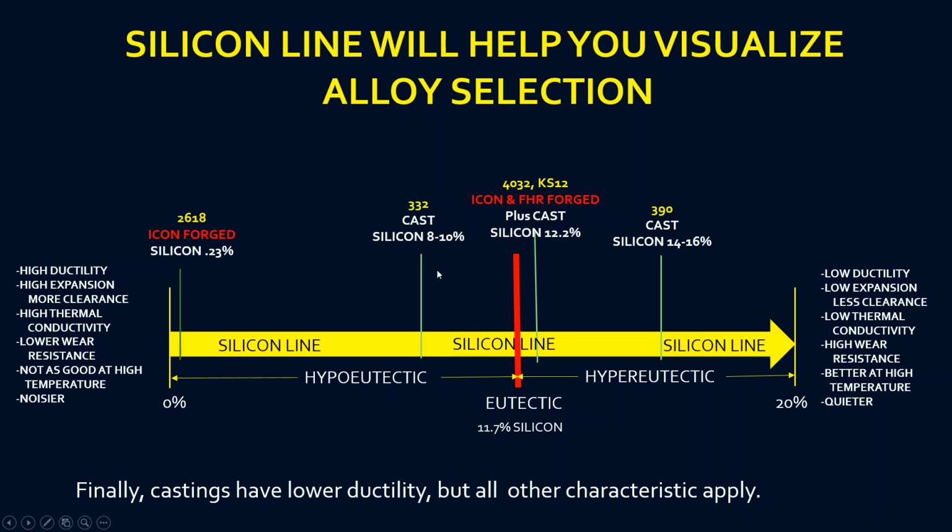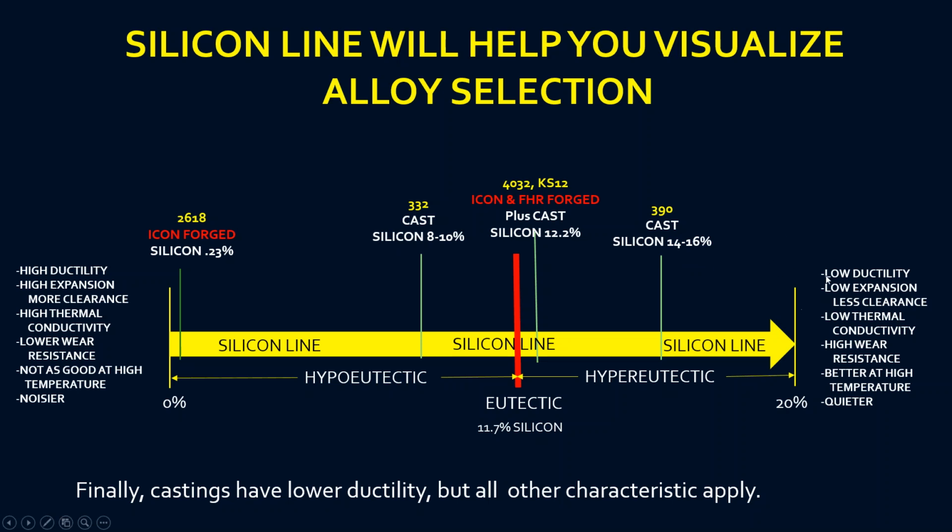You move up the silicone line, we have one casting alloy that's there, and also in our performance line, we have a 4032. That's both in our Icon and our FHR forged pistons. That 4032 has about 12% silicone in it, so it's right near that equilibrium line that you see right here in red. That's 11.7. And then it moves on to the higher hypereutectic versions, such as our 390 cast, and that's typically, in most piston manufacturers, 14 to 16%.